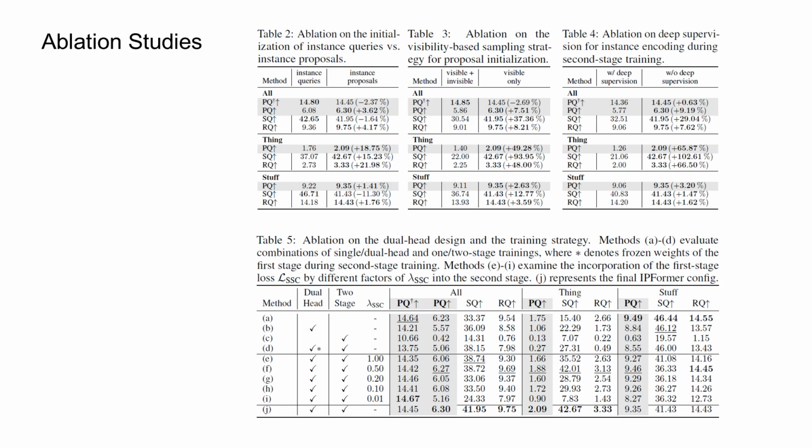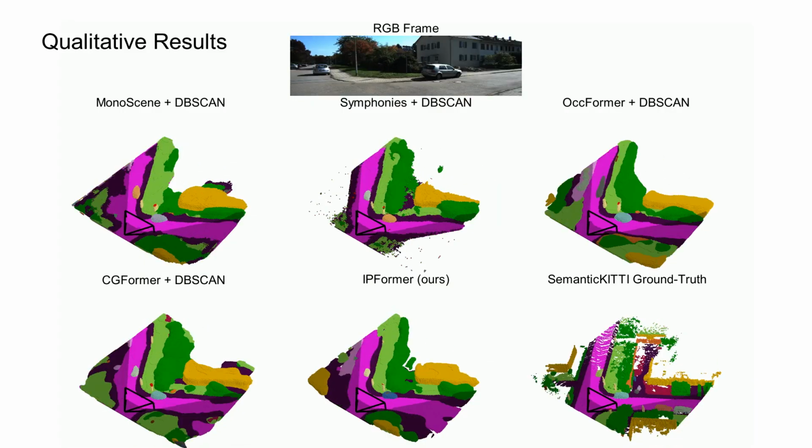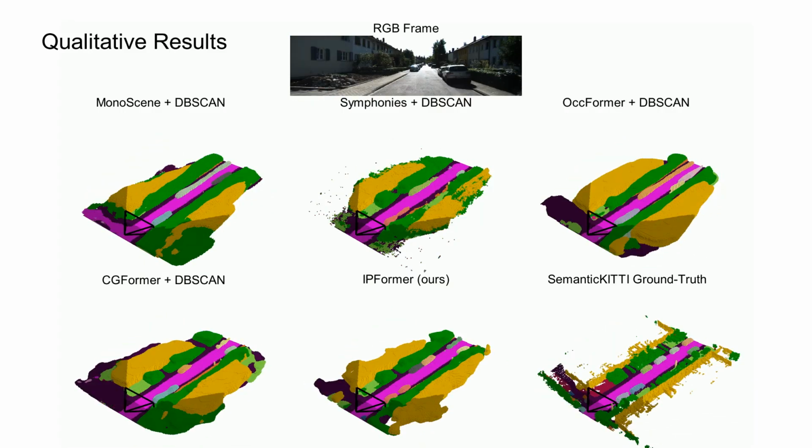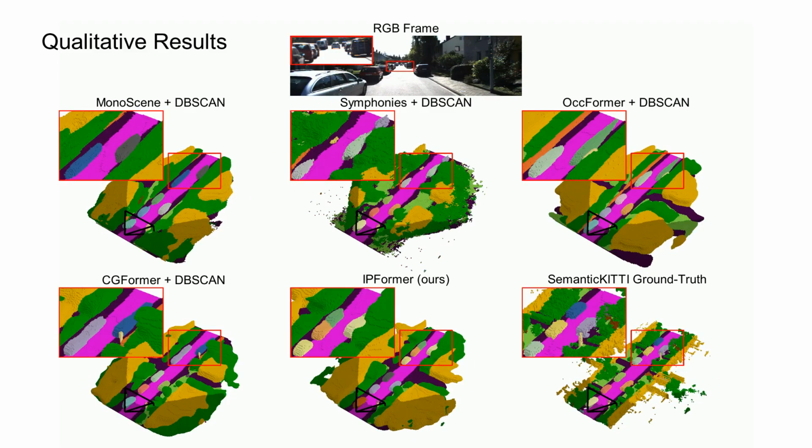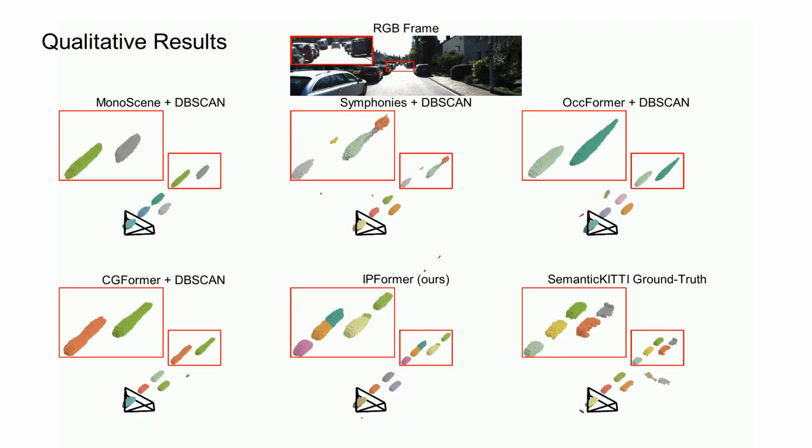Ablation studies successfully evaluate the effectiveness of our key components, showing that context-adaptive instance proposals, sampled from visible-only voxels, combined with a dual-head architecture and a two-stage training strategy, lead to superior PSC performance. Qualitative results show that IPFormer effectively delineates individual objects, while the baselines often struggle with distant objects that are close to each other, such as cars.